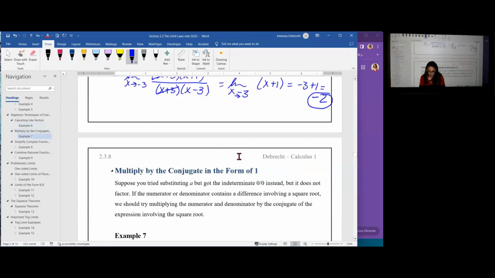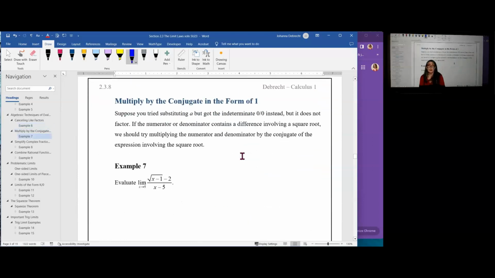All right. Another technique that can be applied algebraically to solve some situations of 0 divided by 0 is what's called multiplying by the conjugate. This often happens when we have a radical in either the numerator and or the denominator added or subtracted with another term.